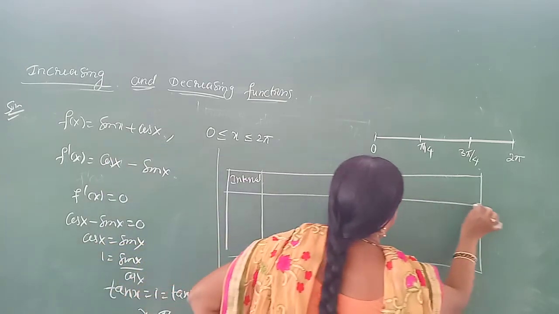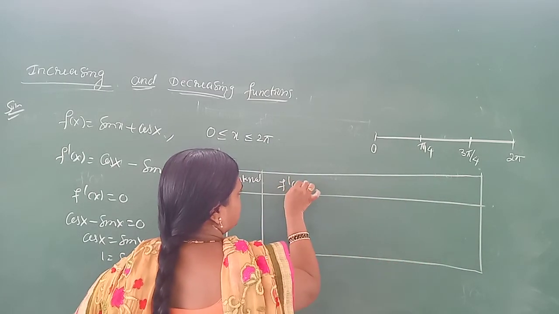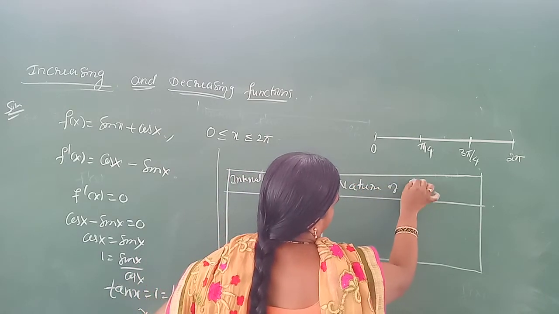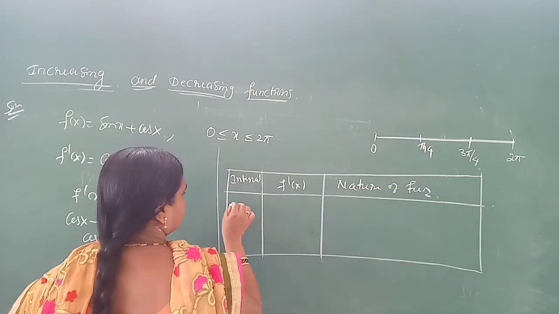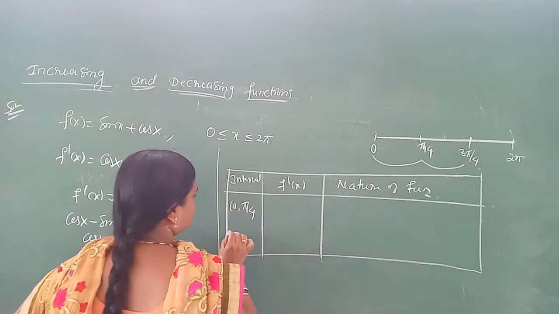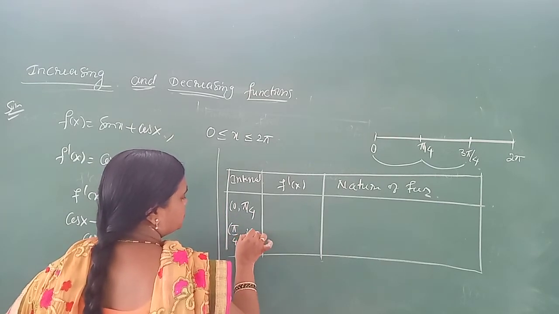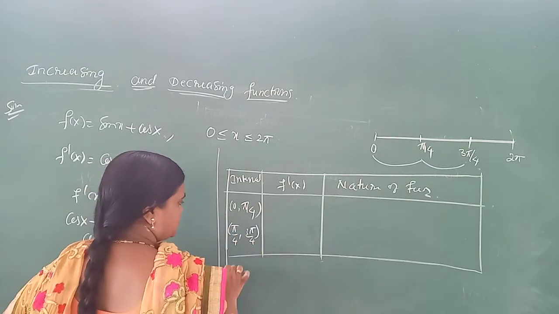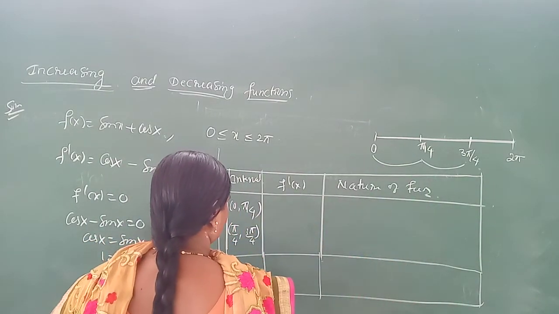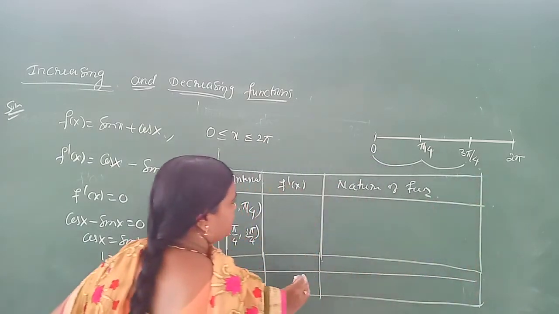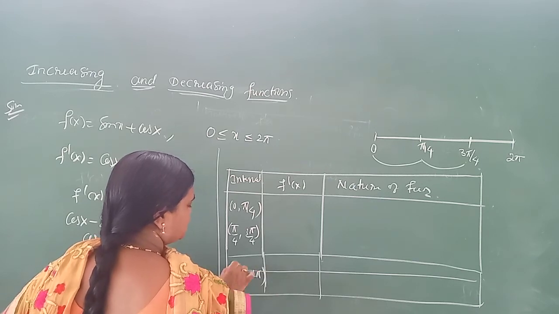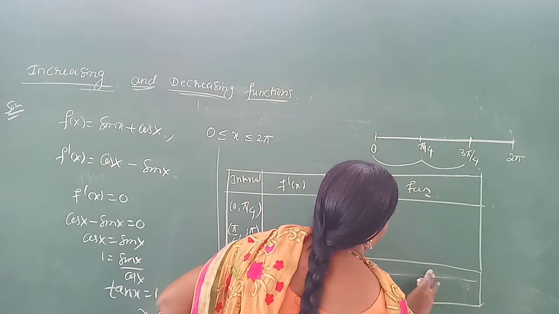Next, f dash of x we have to verify, and then the nature of the function. The first interval is 0 to pi by 4. The second interval is pi by 4 to 3 pi by 4. The third is 3 pi by 4 to 2 pi. These are the intervals.